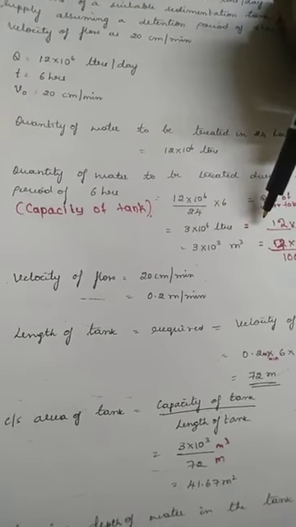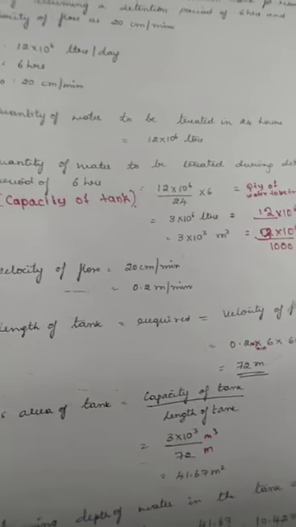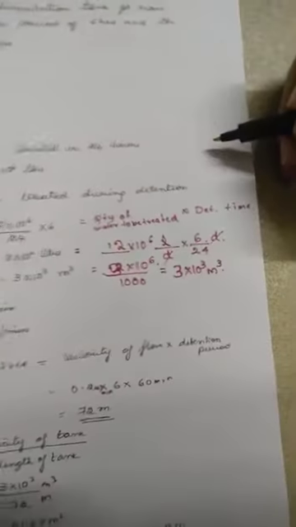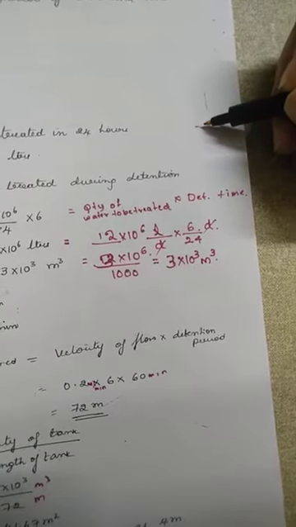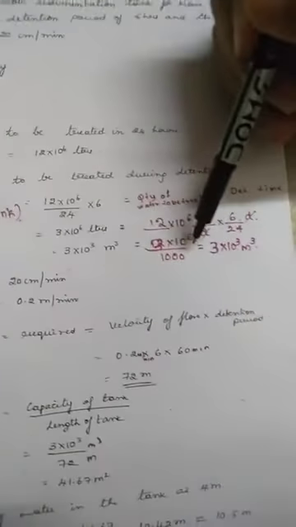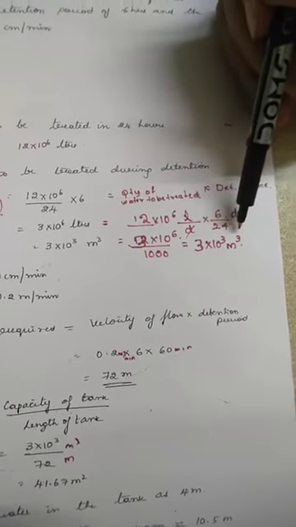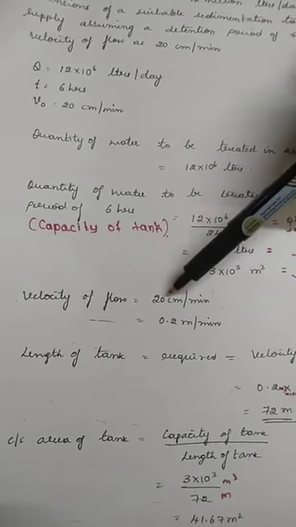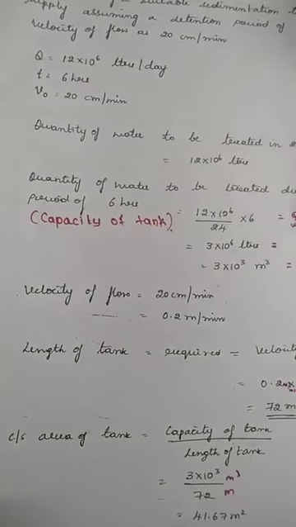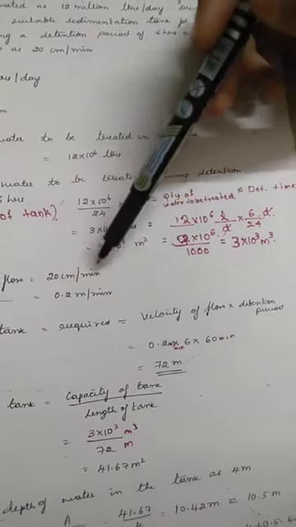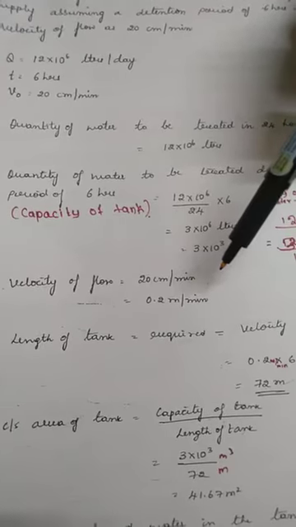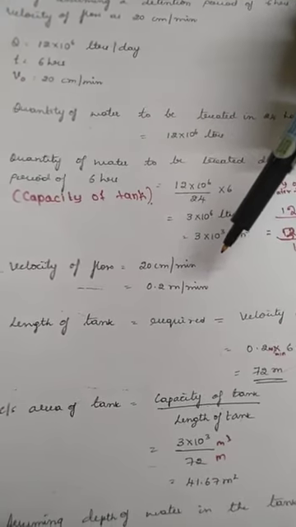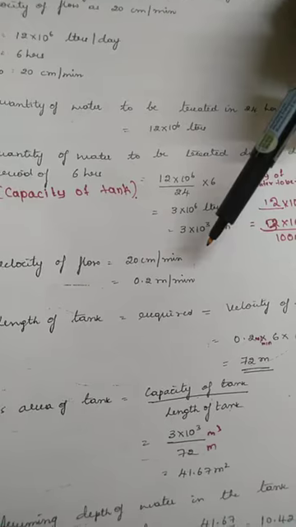If we want to convert it into meter cube, 1000 liter is 1 meter cube, so we are going to divide it by 1000. So 3 into 10 to the power 3 meter cube. Now what is the flow velocity? Flow velocity is, here it is 20 centimeter per minute. Now what we want is in terms of meters, because when I told you the theoretical part, the settling velocity will be in terms of meter per minute or meter per second.